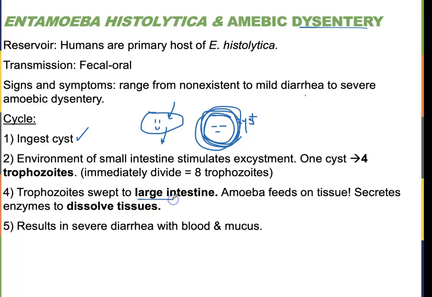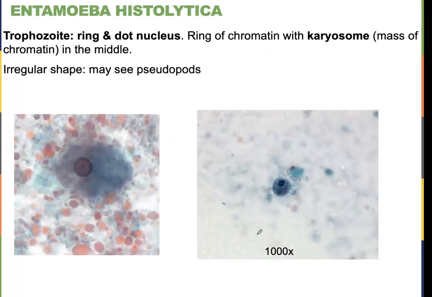Then they are swept into the large intestine. The amoeba will feed on your tissues, and that's why you get the bleeding, because it dissolves your tissues, and you have severe diarrhea with blood and mucus. So that's our amoebic dysentery.